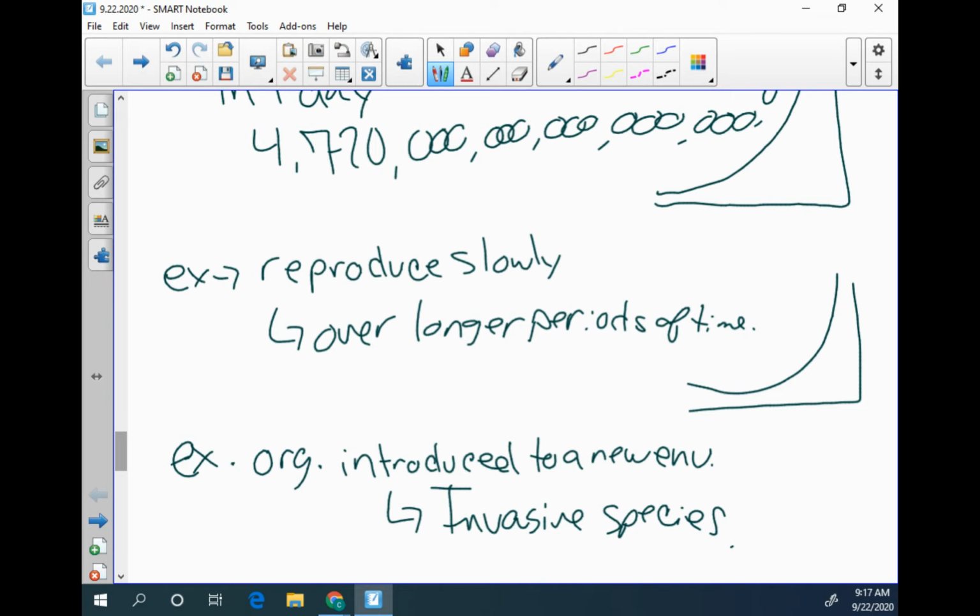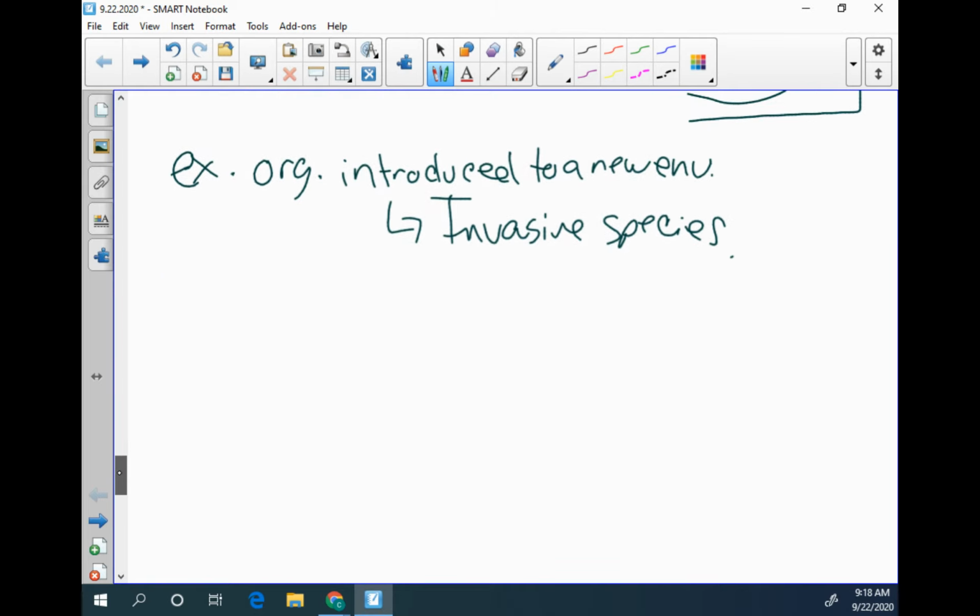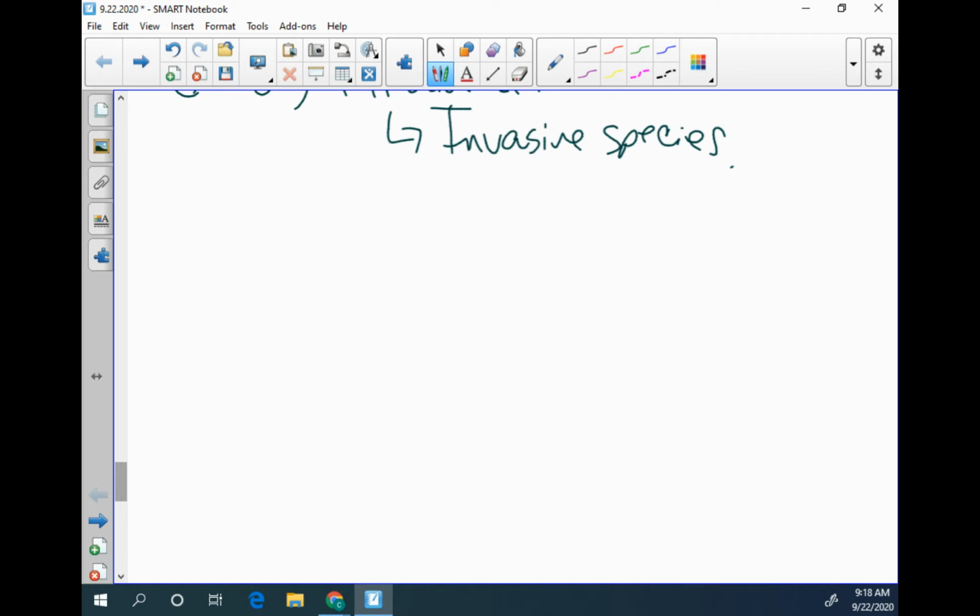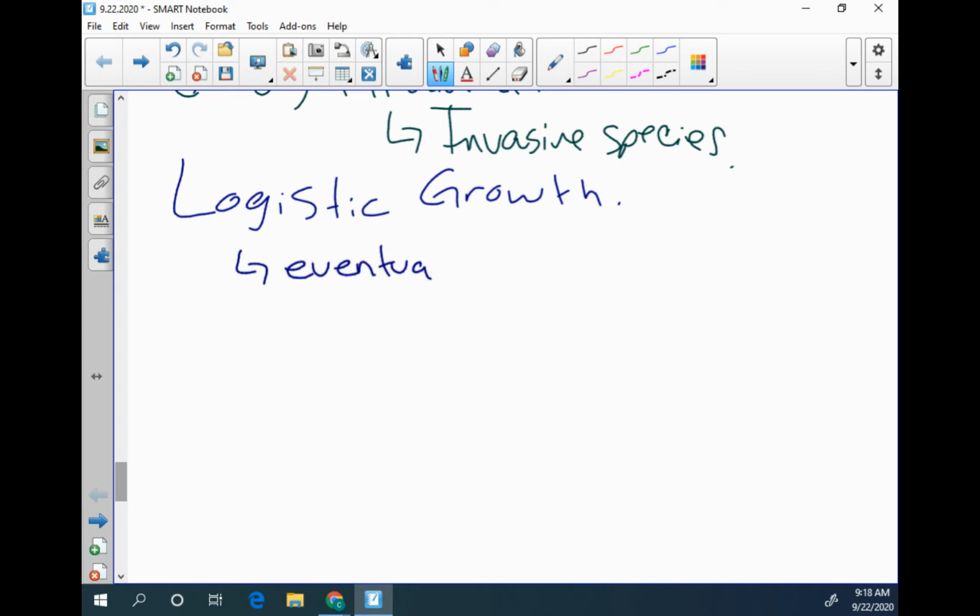But this can't go on forever. We will not have unlimited resources forever. And that is when we get the second type of growth, logistic growth. Because eventually, exponential growth stops.